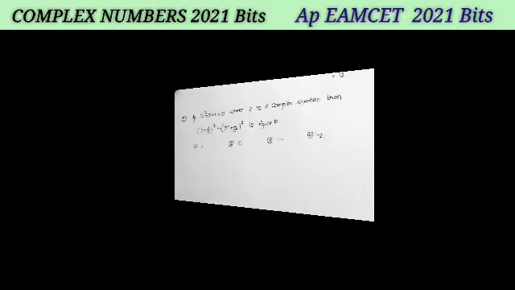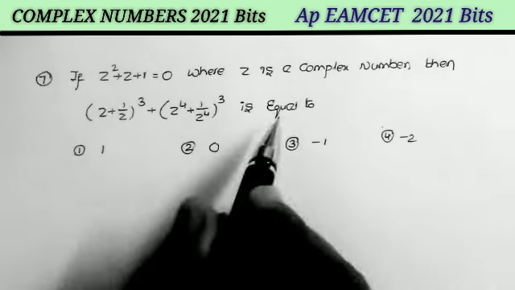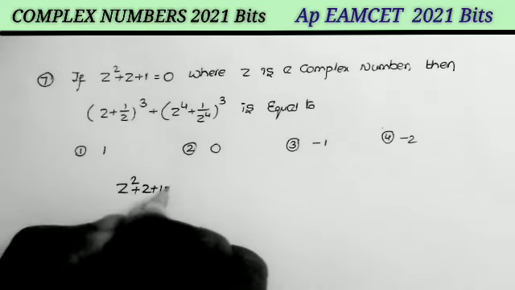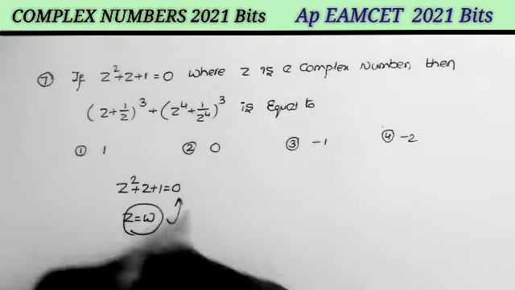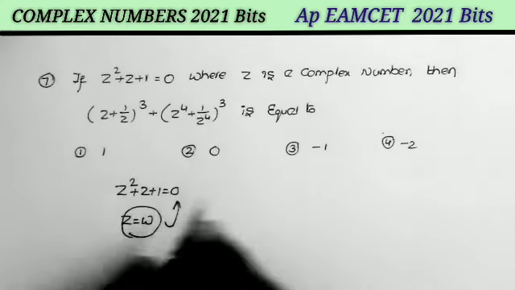Okay. Z square plus z plus 1 is equal to 0, where z is a complex number, then what is this one? What is given here? Z square plus z plus 1 equal to 0 means clearly z is equals to omega satisfies this equation. So omega is the root of that equation. That is, in place of z, I am taking omega here.